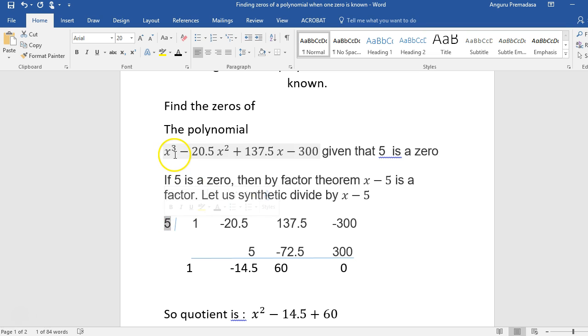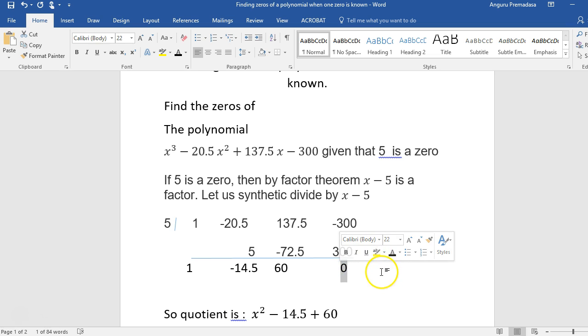The coefficients are 1, negative 20.5, 137.5, and negative 300. Then 1 goes down, and 1 times 5 is 5, and we add these two and get negative 15.5. Then we multiply negative 15.5 with 5 and we get negative 77.5, and then we add 137.5 and negative 77.5, and we get 60. Now again we multiply 60 with 5, and we put it here, which is 300, and negative 300 plus 300 is 0.